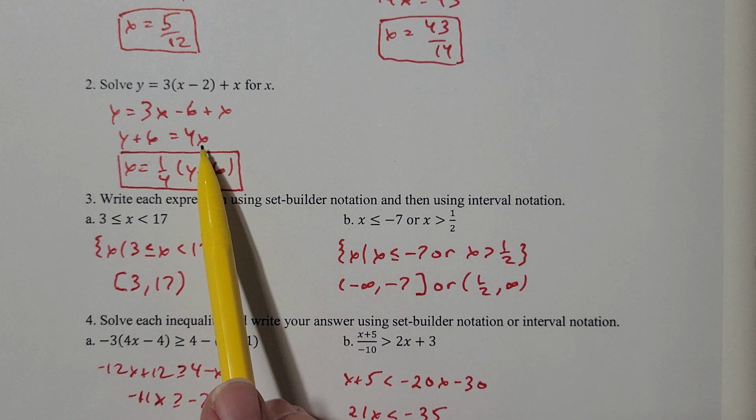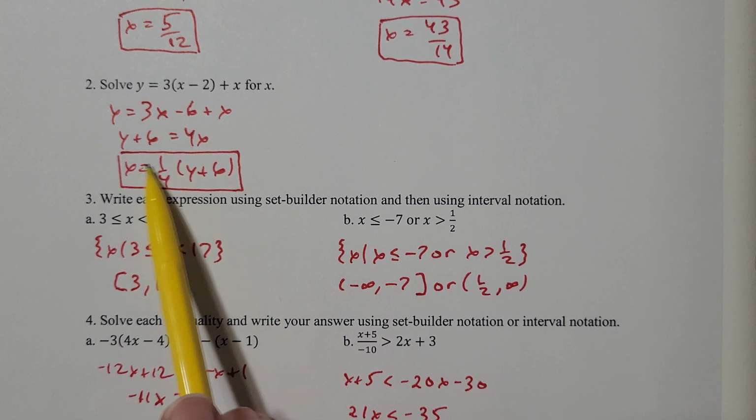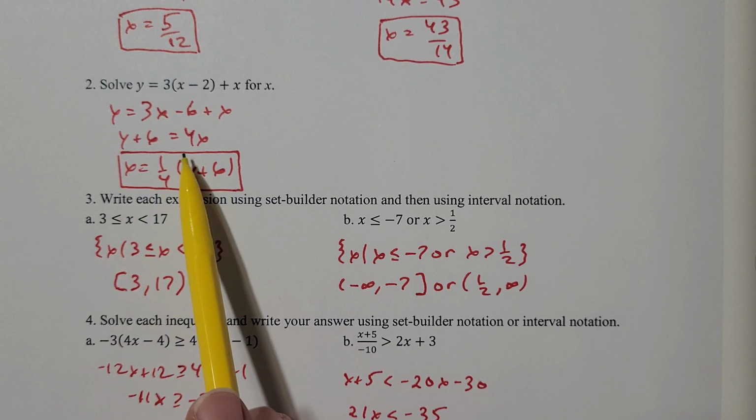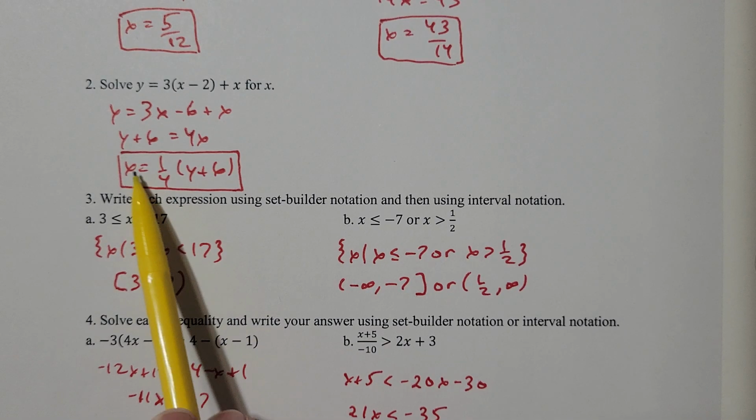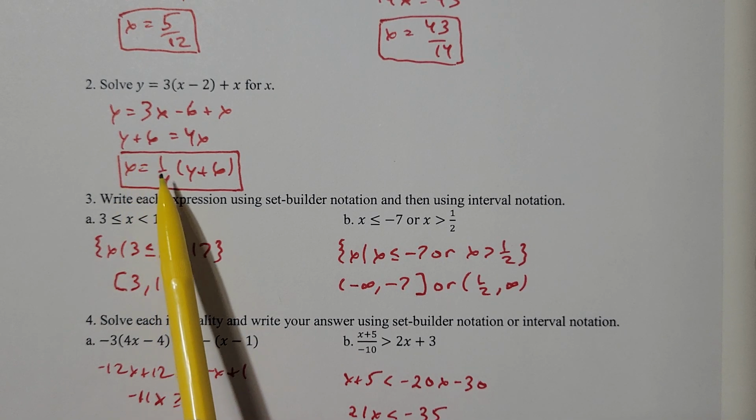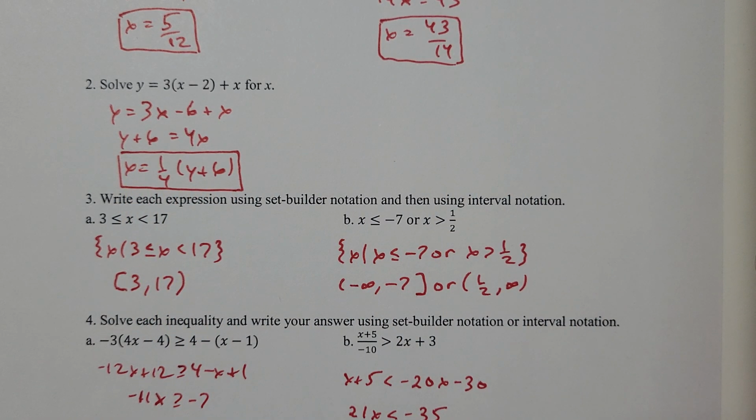And then we're solving for x, so divide by 4 on both sides. X would be all alone then. X is equal to 1/4 times y plus 6. That'd be the answer.